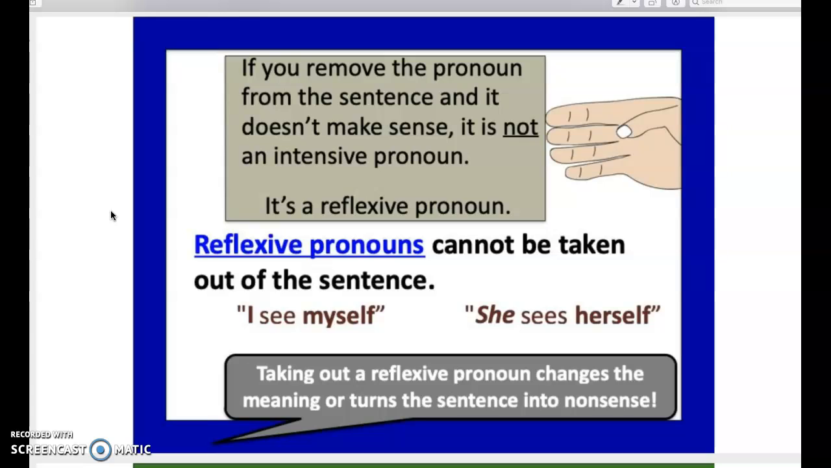Taking out a reflexive pronoun changes the meaning or turns the sentence into nonsense. So if we look at the first example, you're going to write, I see myself in your blanks. If we remove the pronoun myself, the sentence says, I see. The sentence makes sense, but the meaning has now changed because we no longer see ourselves, so it's a reflexive pronoun. The next example, she sees herself. If we remove the pronoun herself, she sees still makes sense, but the sentence meaning is changed now. So that would be a reflexive pronoun.